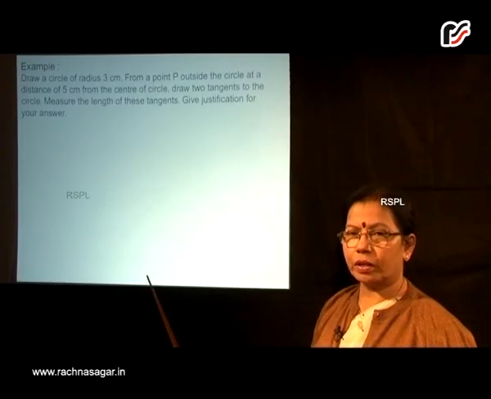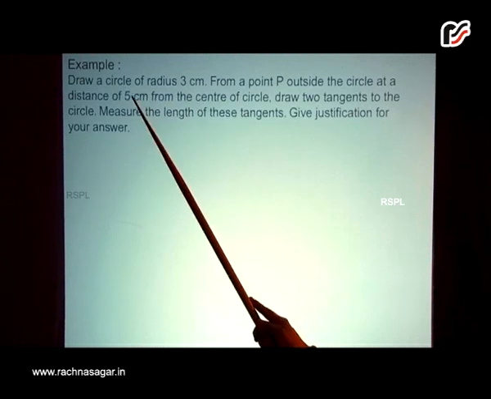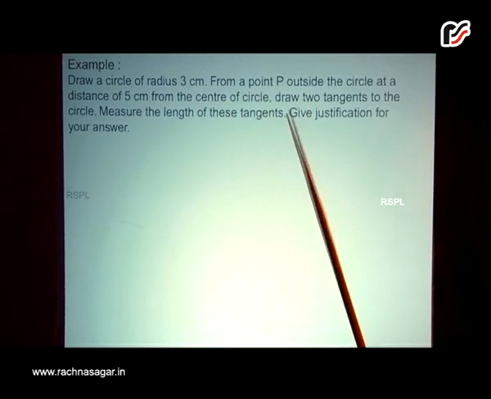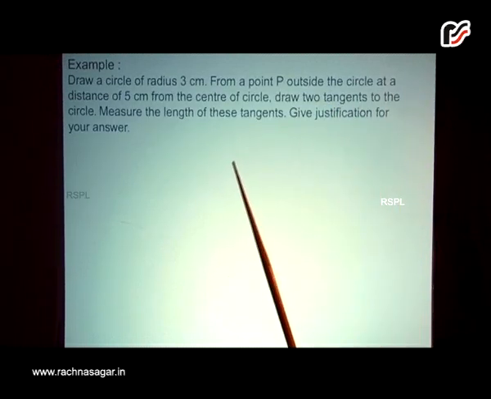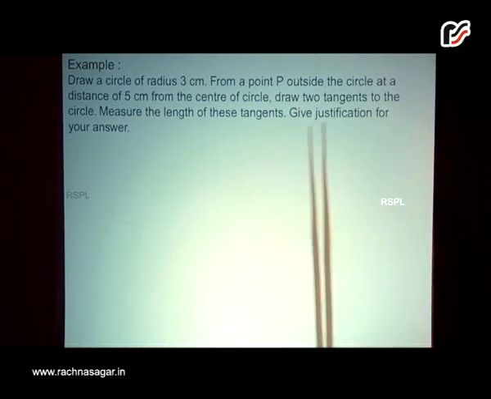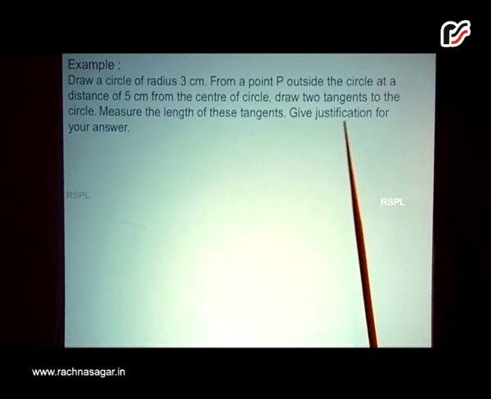Now we will construct some tangents to a circle. So, we take this example: draw a circle of radius 3 centimeter, and from a point P outside the circle at a distance of 5 centimeter from the center of the circle, we draw two tangents to the circle. Now, measure the length of these tangents and give justification for your answer.